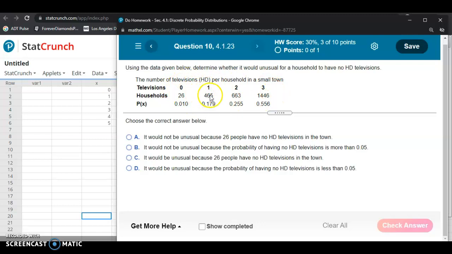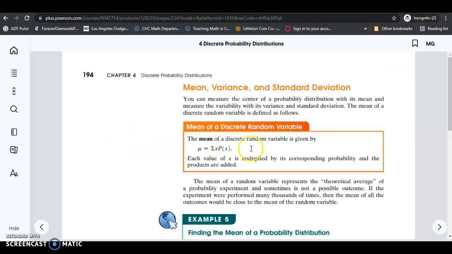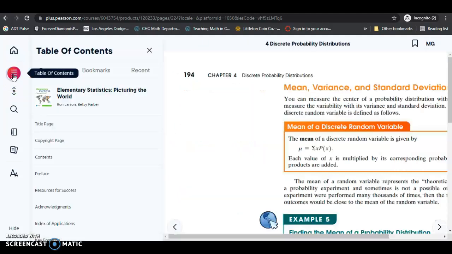This gives you the number of households that have that many televisions, and then likewise the corresponding probabilities. So what we want to answer is, is it unusual for a household to have no HD televisions? To answer the question, what does it mean for an event to be unusual? Let's go to the book. You're not going to find the definition of unusual in chapter 4. We're going to go all the way back to chapter 3.